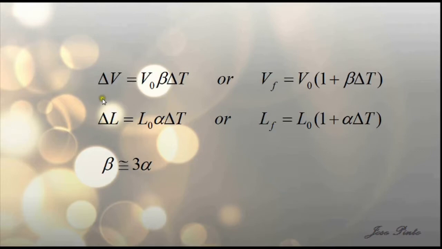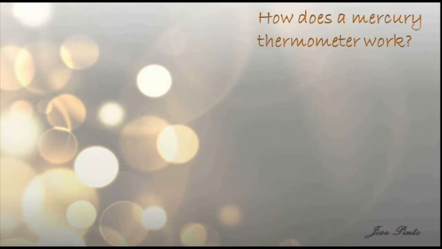Or if we are concerned maybe about the length of a metal bar, then I'm talking about this equation. The relationship between the coefficient of thermal expansion for these two equations is that beta is about 3 times alpha. Probably you can guess the relationship for thermal expansion of an area. I will introduce this concept by reminding you how mercury thermometers work.